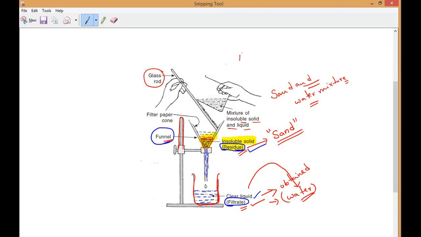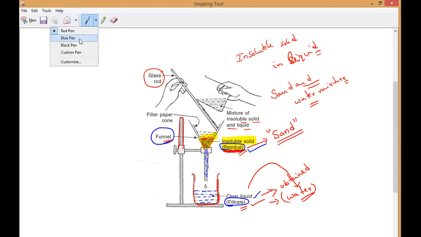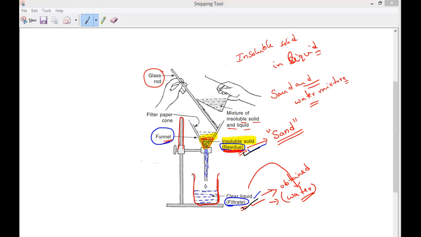The filtration technique is only useful when an insoluble solid is present in what? In a liquid. Do you understand, everybody? So this is how the filtration technique takes place. The two words you need to remember in filtration are, first, residue: the insoluble solid obtained in the funnel or on the filter paper. And the clear liquid obtained in the container is called filtrate.